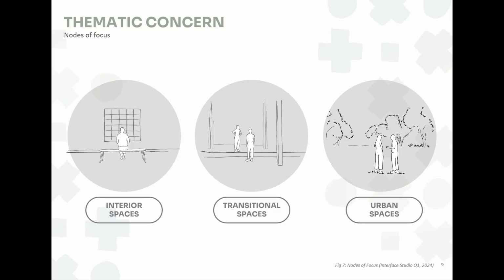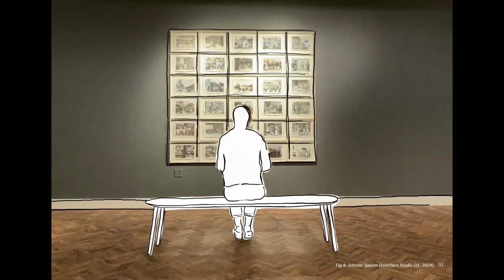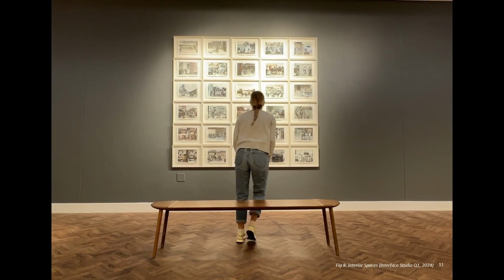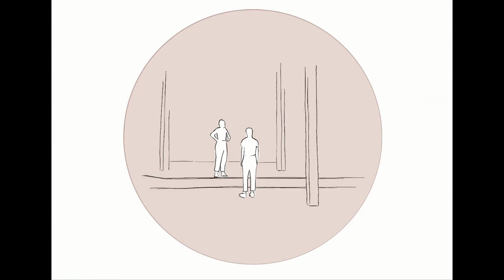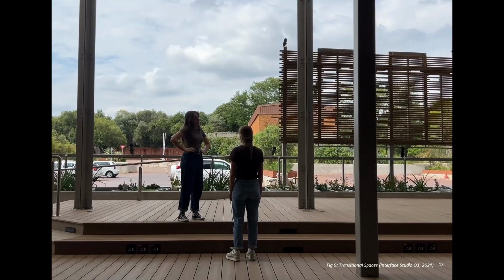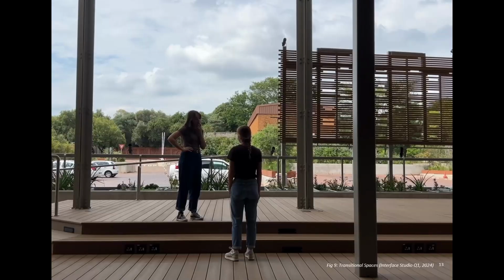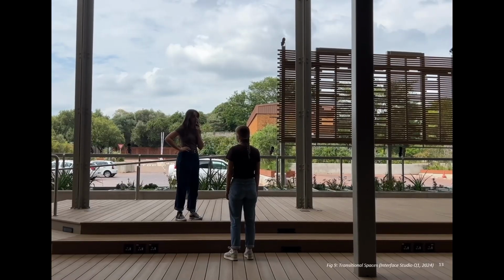From our previous mapping synthesis, we identified 3 key nodes to guide our strategic development. The first is interior spaces. This includes the interior gallery space within the walls of the Javid UP. The second is the transitional spaces. This includes the immediate exterior space outside the Javid UP within its boundary.